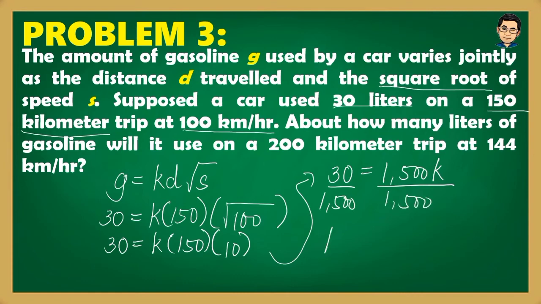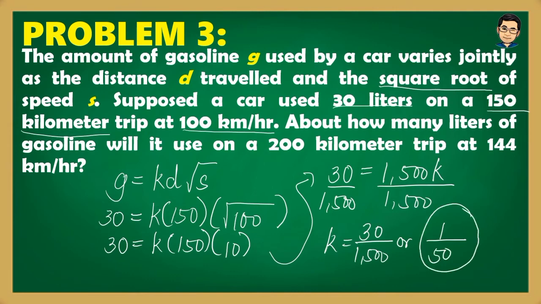So, K is equal to 30 over 1,500, or pwede natin siyang isimplify. So, divide natin by 30. 30 divided by 30, that is 1. Yung 30 po kasi yun yung GCF, greatest common factor. 1,500 divided by 30, that is 50. So, the value of K is 1 over 50.